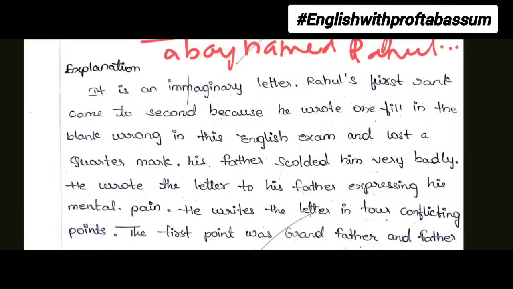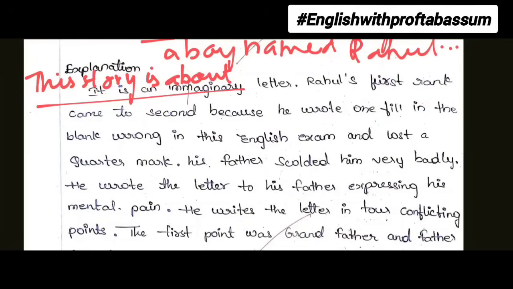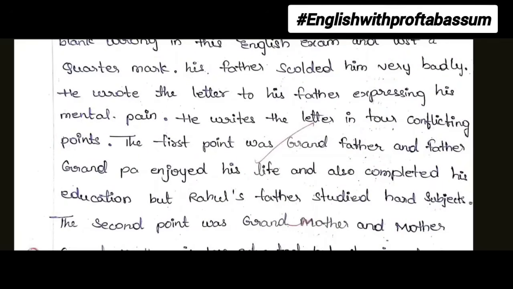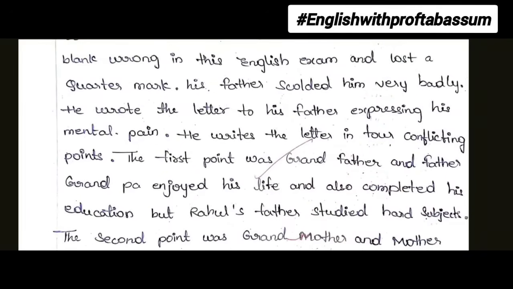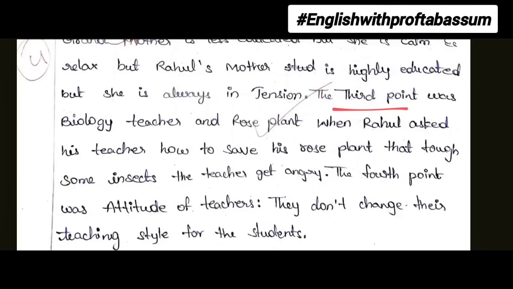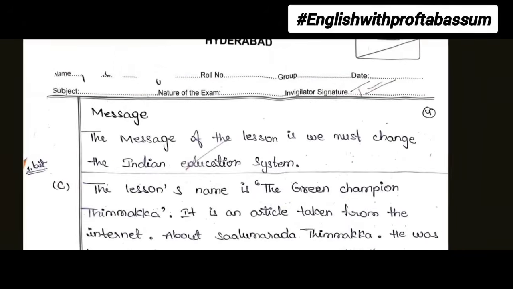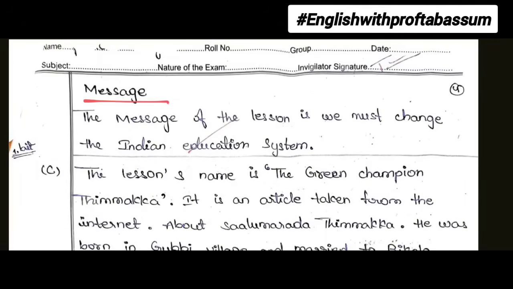You can begin by writing, this story is about, and then tell the whole story. See how the student has mentioned the first point, what Rahul wrote in his letter, the second point, the third point, the fourth point, and then why Rahul wrote this letter, the main reason. Then the last heading is message. The message of the lesson is.